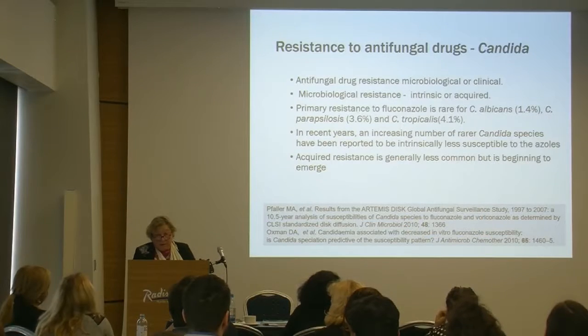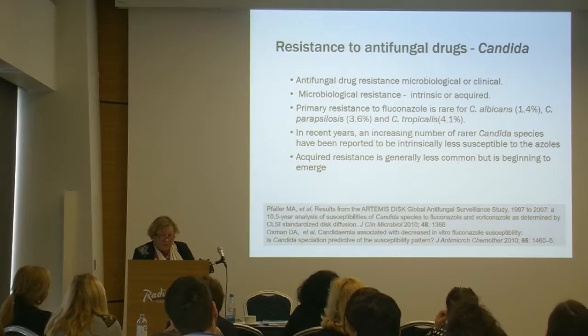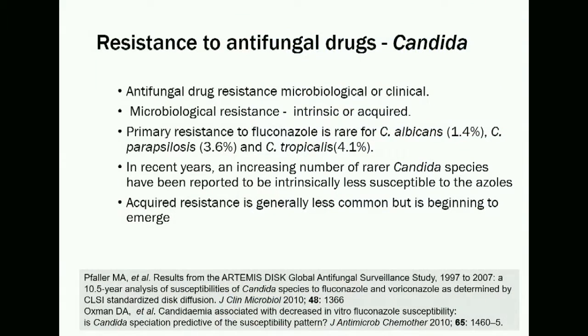The primary resistance is really very rare in Candida albicans, and it is quite low in some of the non-albicans species. We know that Candida krusei is, of course, intrinsically resistant, and Candida glabrata has varying degrees of resistance. So if you have a situation like in University Medical Center Ljubljana, where more than a third of the isolates are Candida glabrata, it's clear that you cannot empirically start treatment with fluconazole.